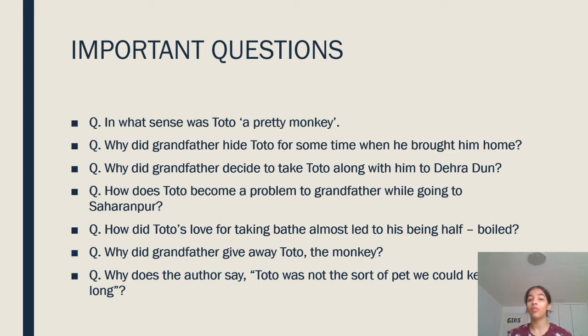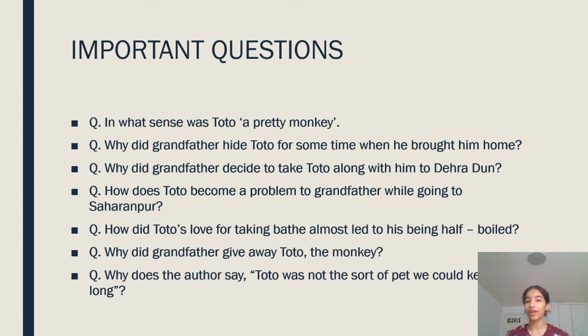Next question, why did grandfather hide Toto for some time when he brought him home? Here, as we all know, grandmother wasn't very happy. She didn't really appreciate the idea of grandfather bringing a lot of animals into the house, and she used to create a fuss every time a new animal was brought in. So to avoid that, grandfather decided to hide Toto for some time. That's the answer, but do make sure to write it not as brief and a little more detailed, using good vocabulary. Next question, why did grandfather desire to take Toto along with him to Dehradun?